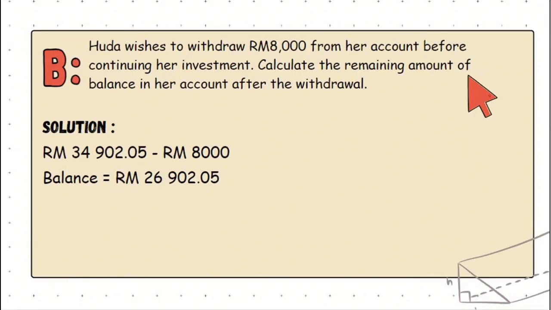Question B. Huda wishes to withdraw 8,000 ringgit from her account before continuing her investment. Calculate the remaining amount of balance in her account after the withdrawal. In order to solve this, you have to subtract 8,000 from the total amount of money in Huda's bank account, which is 34,902.05 minus 8,000, and the final amount will be 26,902.05.